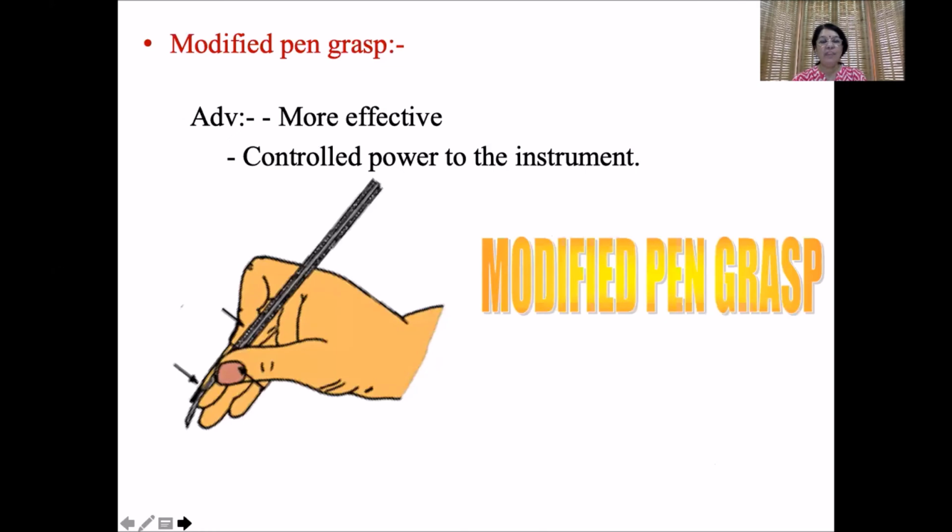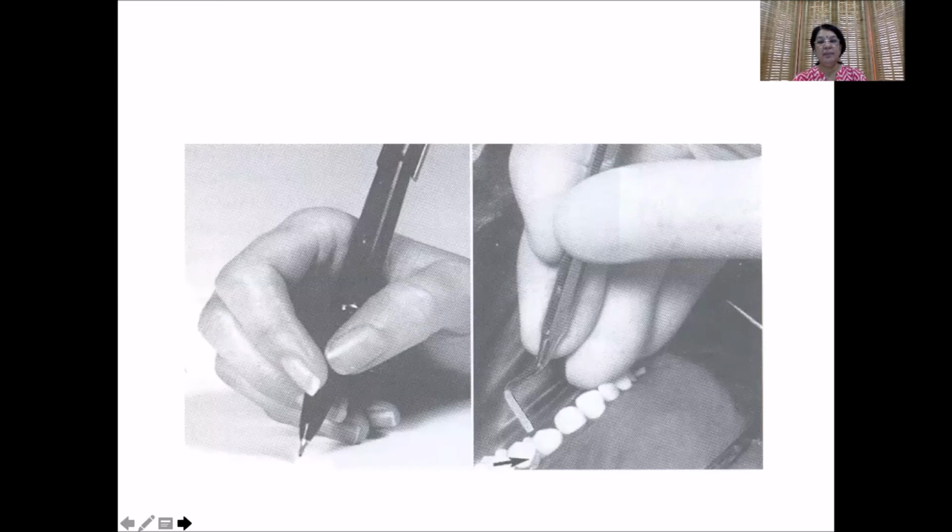Then you have a modified pen grasp. Here you see that your middle finger is supporting the tip of the instrument. So this modified pen grasp is giving you more support to the instrument tip. So that is why it is important. Then see here. This is your pen grasp. But here, see the middle finger. The middle finger is holding the tip of the instrument. This becomes the modified pen grasp.